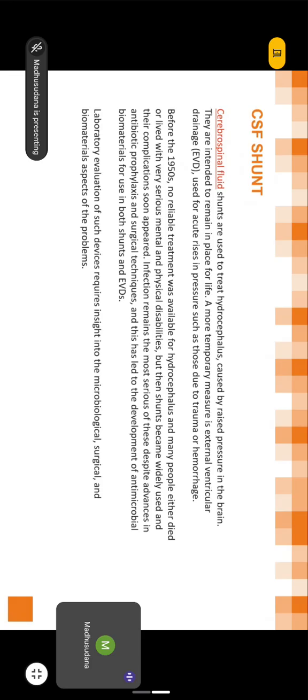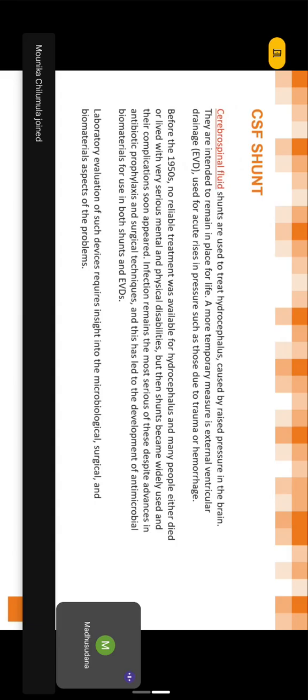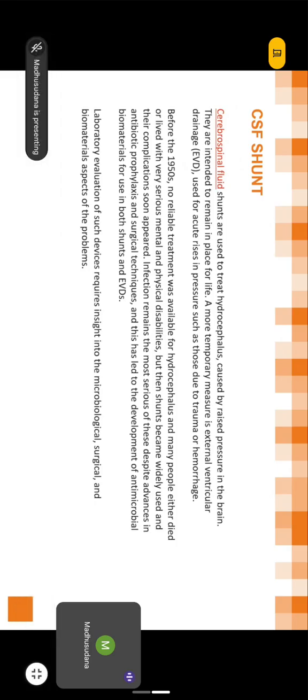So that's why it is known as VP shunt, ventriculoperitoneal. Ventricle means the empty places in the brain. It is not a heart ventricle here, it is a brain ventricle. Ventricles are nothing but empty places in the brain. So that is the starting point, the proximal end. The distal tip end will be in the peritoneal cavity.